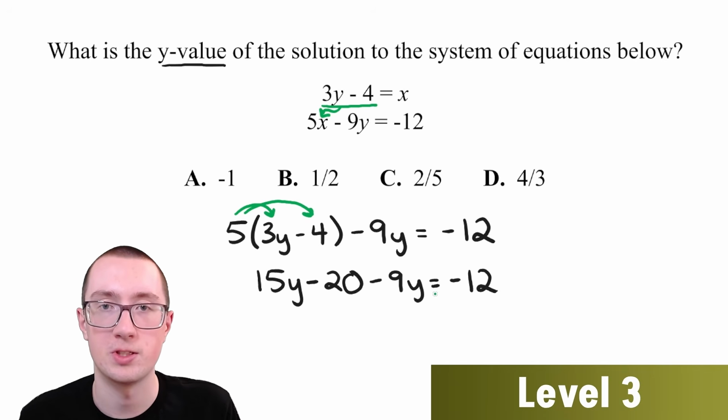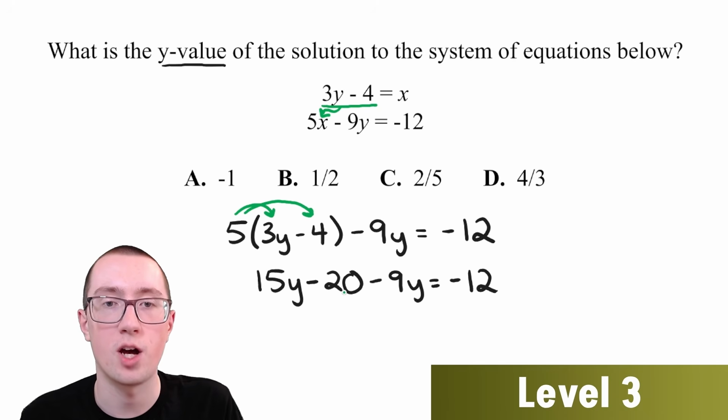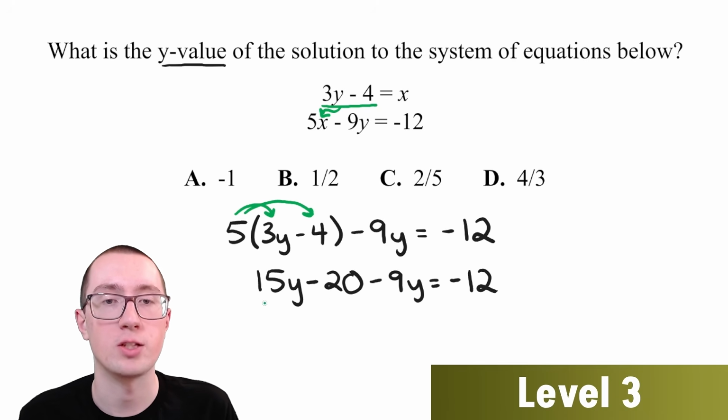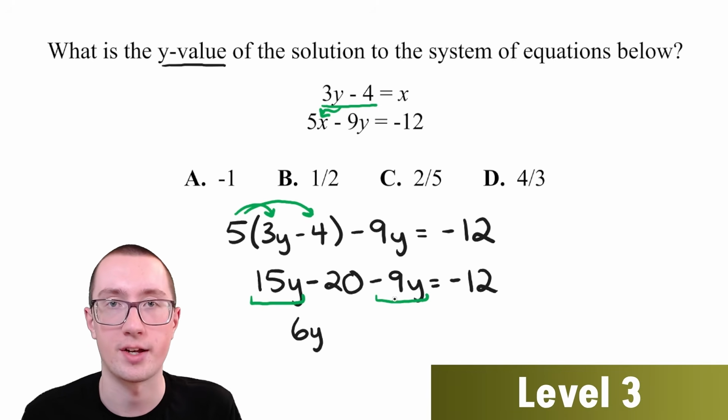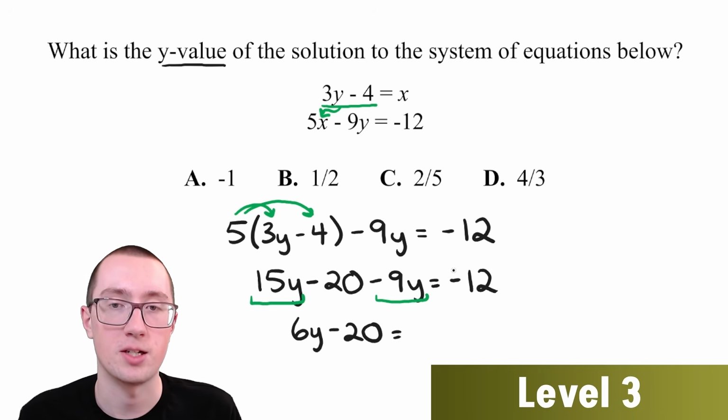Now, what else can we do to simplify? Well, we are trying to get y by itself, but we have two y's here. Now, because we have two y's, we can actually combine them. We can combine like terms. So don't forget about the minus sign. This is 15 minus 9. 15 minus 9 is 6. And then the y stays because we're combining like terms. And now we haven't touched this minus 20, so we're going to keep the minus 20. And we also haven't touched the minus 12, so that'll stay minus 12.